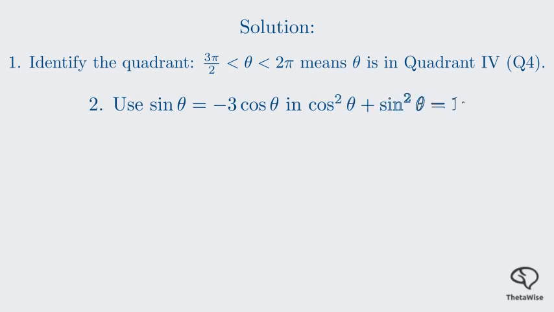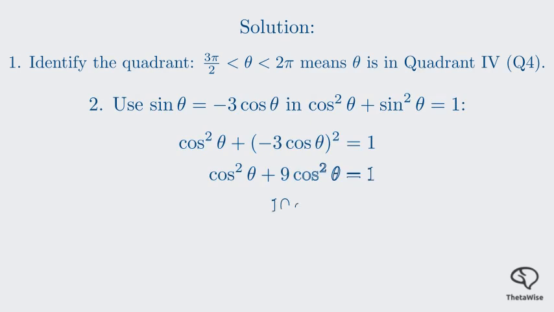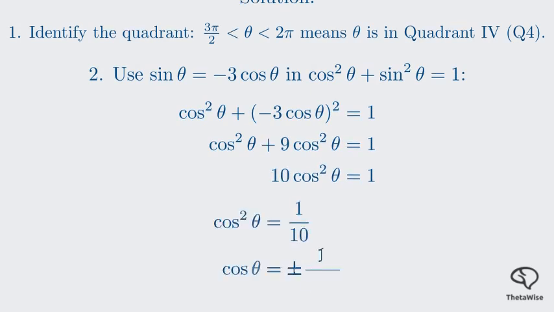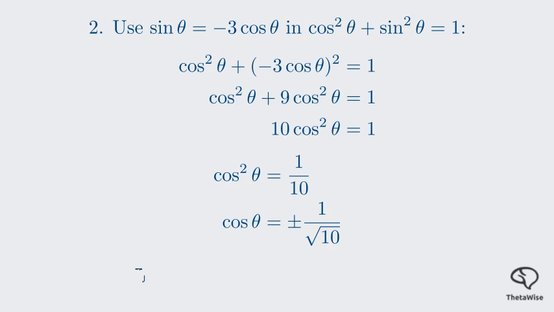cos² θ plus sin² θ equals 1. This gives us cos² θ plus 9 cos² θ equals 1, which simplifies to 10 cos² θ equals 1. Solving for cos θ, we get plus or minus 1 over root 10. Since we are in Q4, we must take the positive value, so cos θ equals 1 over root 10.